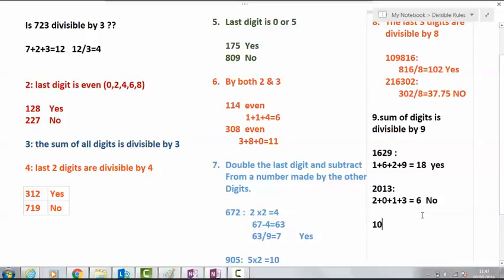Let's move on to a really easy one. The 10 rule. If the number ends in a 0, it is a factor of 10.